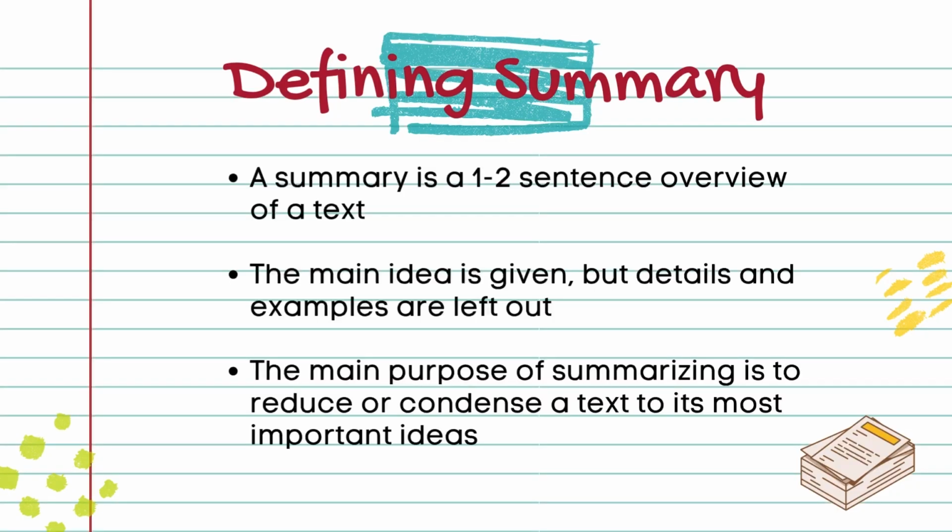A summary is a 1 to 2 sentence overview of a text. The main idea is given, but details and examples are left out. The main purpose of summarizing is to reduce or condense a text to its most important ideas.